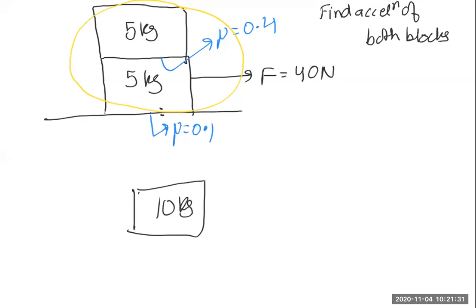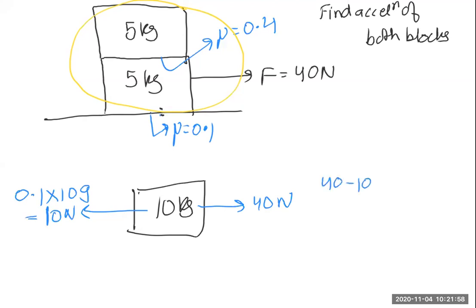और इसके ऊपर जो फोर्स है वो है 40 न्यूटन्स और यहाँ पे अब फ्रिक्शन लगा हुआ है इसके ऊपर, एंड दिस इक्वल टू 0.1 इनटू एन हियर, व्हिच इज इक्वल टू 10 जी. सो हियर द फोर्स इज 10 न्यूटन्स. सो वी गेट 40 माइनस 10 is equal to 10A. A is equal to 3 meter per second square.